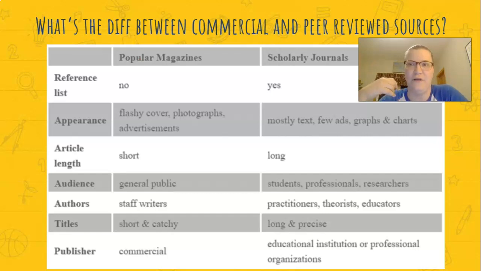Or at a gas station. Like these are magazines that you can find anywhere, that anyone has access to and that anybody frankly can read. So a reference list means they have a works cited. Typically, popular magazines don't. If I'm reading Time magazine, they don't have a works cited list.